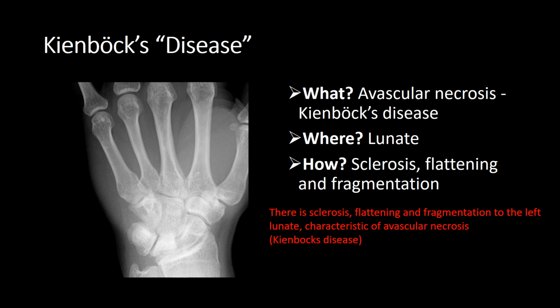So what is it? It's avascular necrosis, Kienböck's disease. Where? It's the lunate. How? So remember, with avascular necrosis, the classic appearance is sclerosis, flattening and fragmentation.